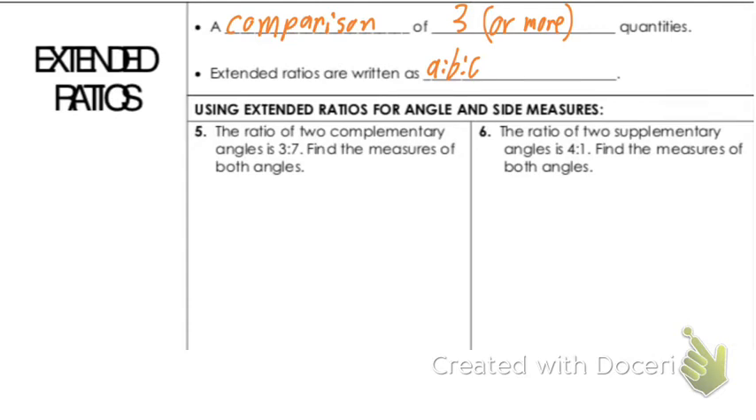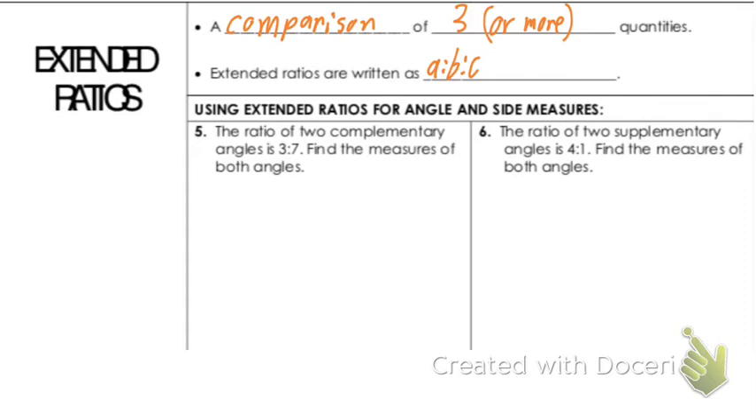Okay, let's look at number 5. This doesn't actually do an extended ratio on this one, which is why I'm confused. So 5 and 6 don't do extended ratios, but we use the information from 5 and 6 to get on to 7 and 8 to use extended ratios. So 5 and 6 don't use extended ratios, just so we're clear.